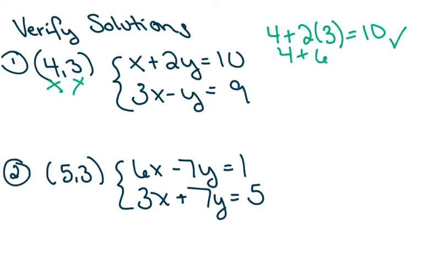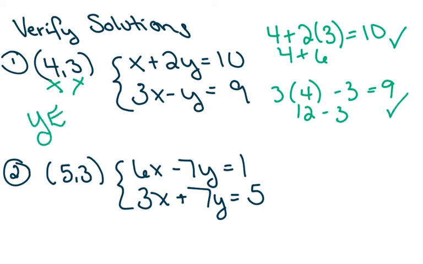If I put it in the next one, we'd have 3 times 4 minus 3 is supposed to equal 9, so 12 minus 3 does give you 9, so it works. So an answer for this question would be yes, that is a solution for those systems.